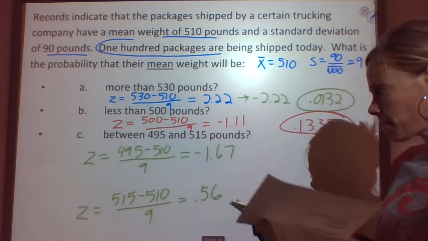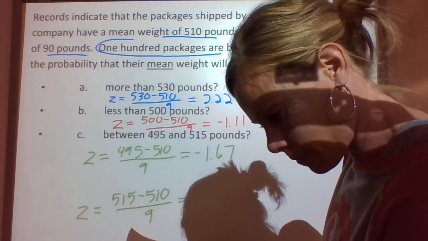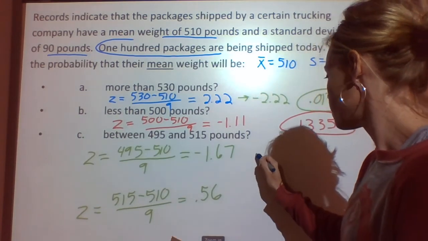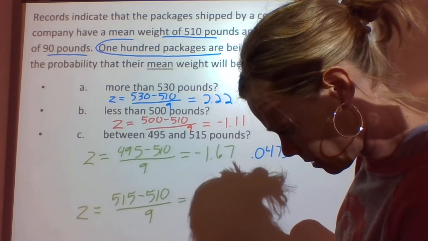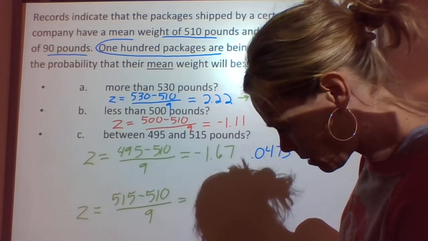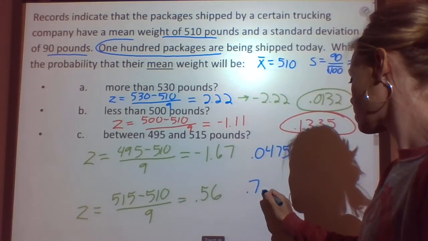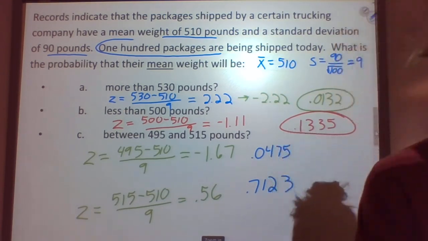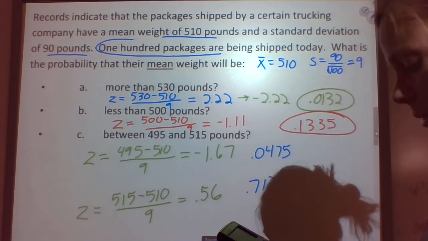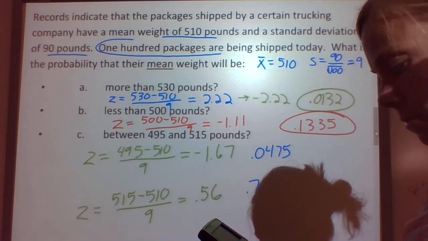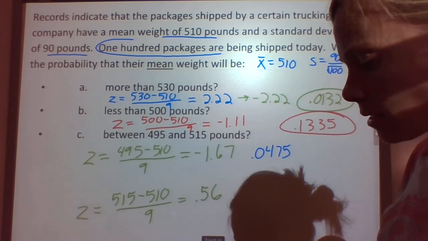So look up negative 1.67, 0.0475. Look up 0.56, 0.7123, and subtract them. So 0.7123 minus, right? Always the bigger minus the smaller because you can't have a negative percent. And I get 0.6648.